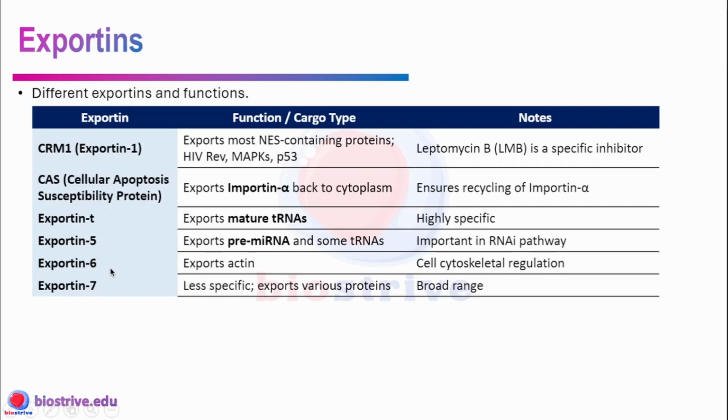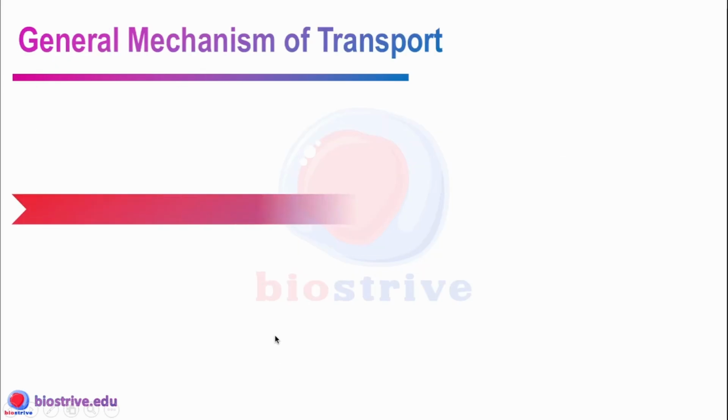In the case of exportin 6, it is exporting actin. In the case of exportin 7, it is less specific and exports a wide range of proteins. You can go on your own for this slide as well.